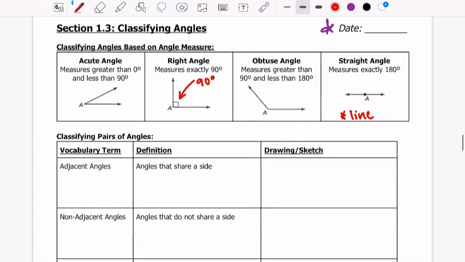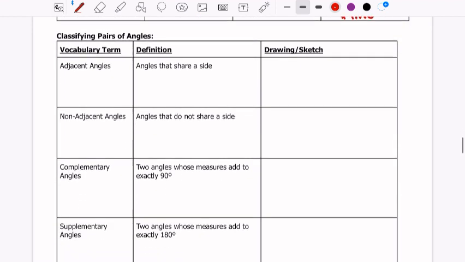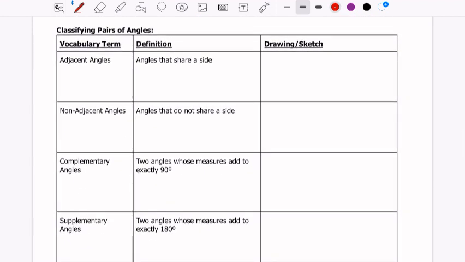When we look at a pair of angles, we can classify them based on their measures together and on their position to one another. So when we're talking about adjacent angles, those are going to be angles that share a side. Okay, so let's see. Let's say that I have 2 angles here. So I have angle 1 and angle 2. And so these angles together share this side in between. So they are adjacent.